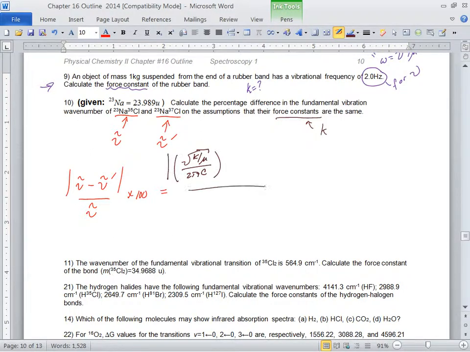Absolute value of this stuff, minus, now you put the one with primes in it: square root of k over mu. Do I put a prime on either the k or the mu? On the mu, because that will be different. They said the k's are all the same, so don't put a prime on the k. Do we put a prime on the 2 pi or the c? No, it's all the same. Absolute value, all over square root of k over mu, over 2 pi c, times 100.